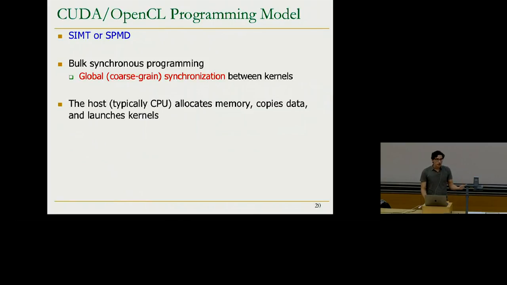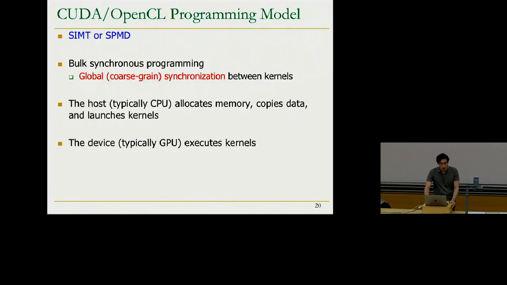The host, as I said, now we're going to talk about the host, is typically a CPU, and is in charge of allocating memory, not only in the CPU memory, but also in the GPU memory. It will be the one who will take care of the data transfers, ordering the data transfer from the CPU memory to the GPU memory. It will launch the kernel, and it will also take care of the data transfer from the GPU memory to the CPU memory. The device, that is a GPU, executes the kernels.